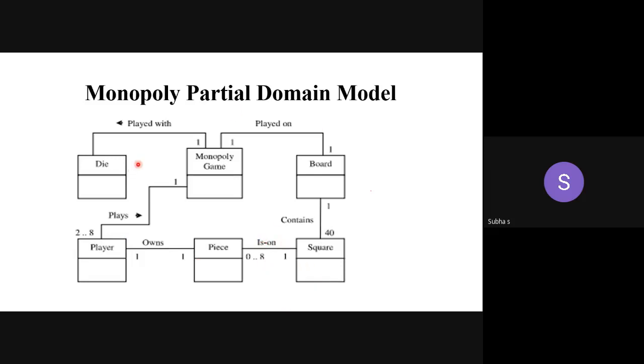Now let's look at the 6 classes. So the player owns the piece. Here I have started in this way, but the piece is on the square, not the square is on the piece. Also, the player owns the piece, not the piece owns the player. Here, the player plays. How many players? 2 to 8 players. I told it as 2 to 6, but minimum 2, maximum 8 players. So 2 to 8 players play how many games? One game. And then one Monopoly game is played with a die.